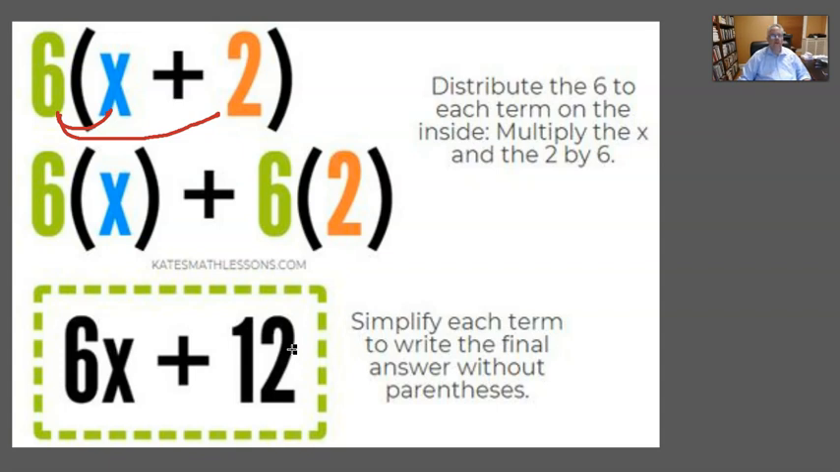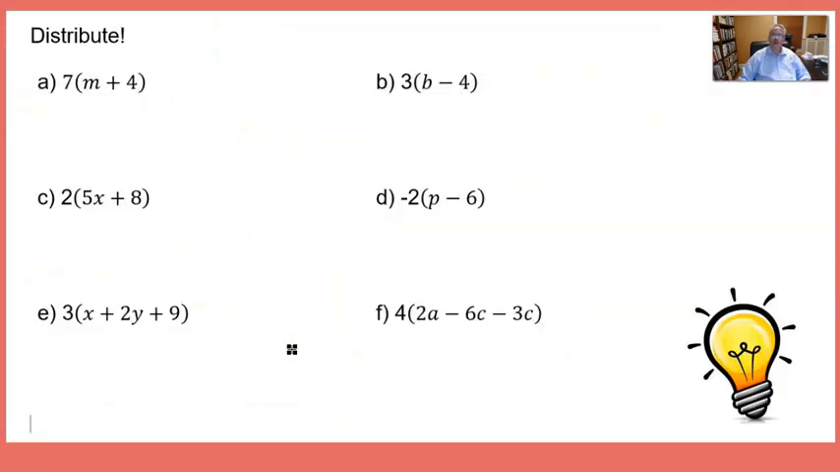Okay, so we're going to get down to how we normally do this. Normally we don't draw diagrams and things like that. When we get really good at this, we're just going to do it like I'm going to do it here. We're doing 7 times the quantity m plus 4, so we're going to do 7 times m. Plus, I am going to show my work a little bit, 7 times 4. And that ends up being 7m plus 28. So if you're really good at this, you can just go to the second line.